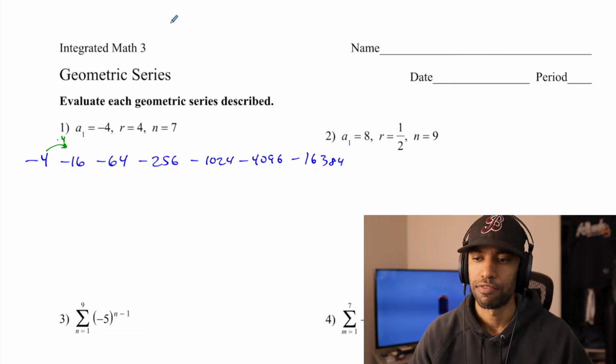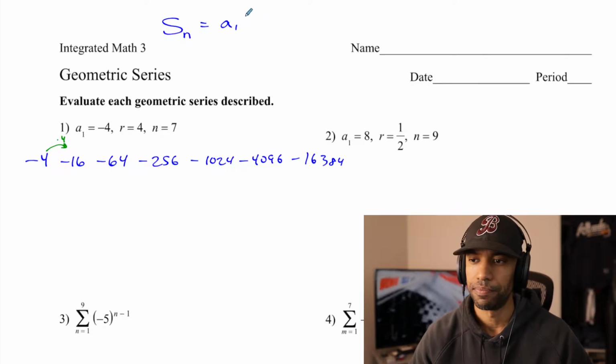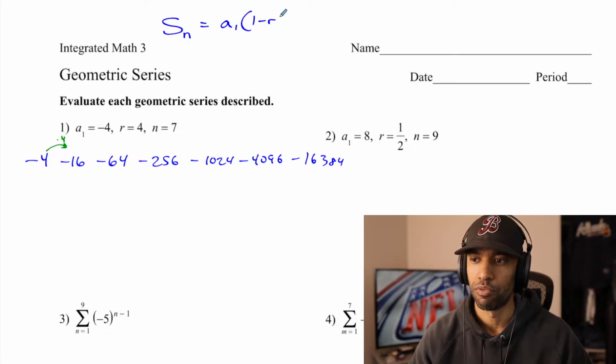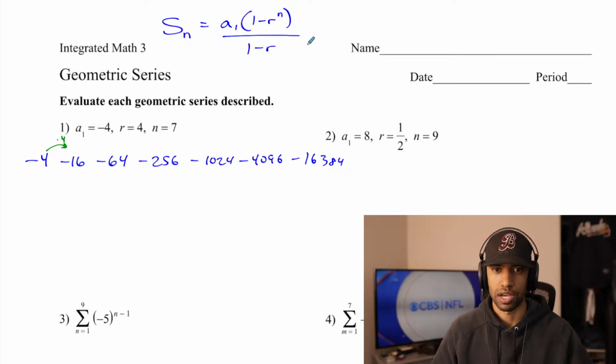And it's this: to find the value of your finite geometric series of n terms, we are going to take the value of the first term, multiply it by the difference of 1 and your common ratio raised to the nth power, n being the number of terms, divided by 1 minus the common ratio.